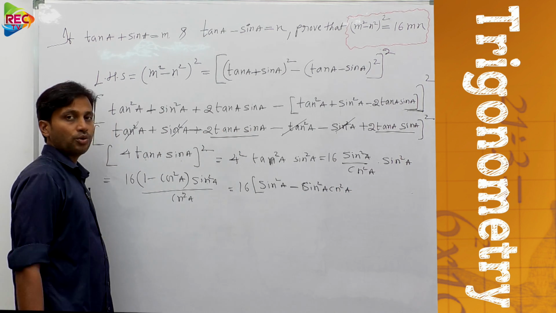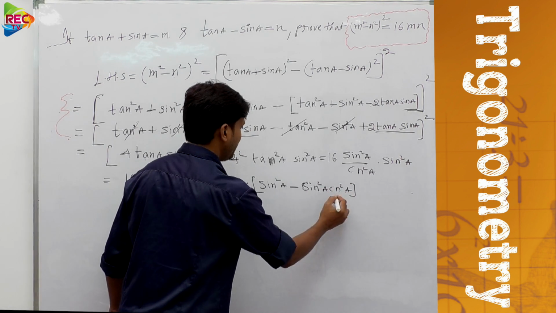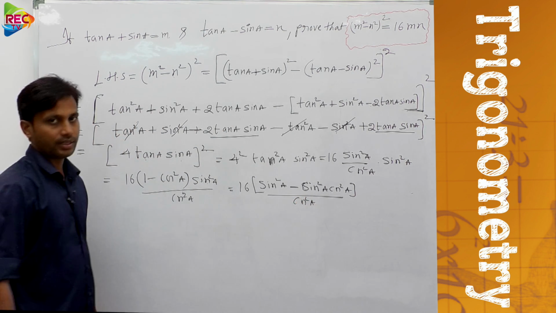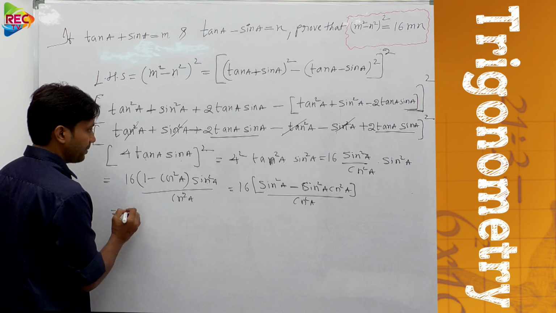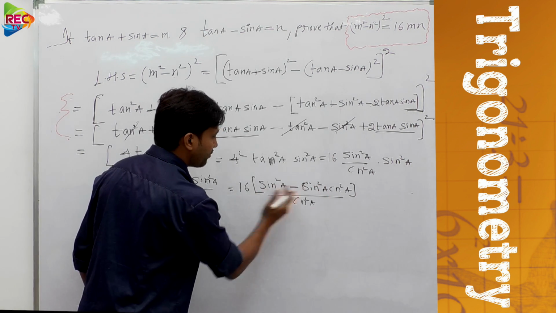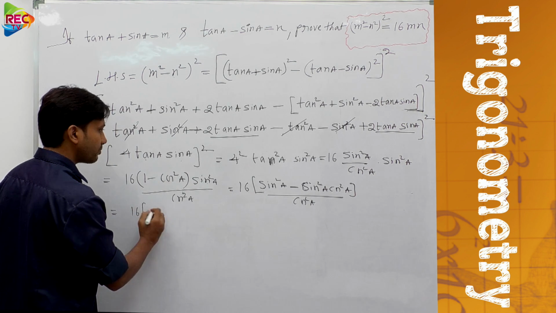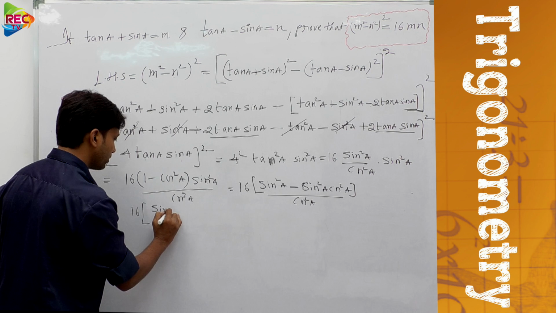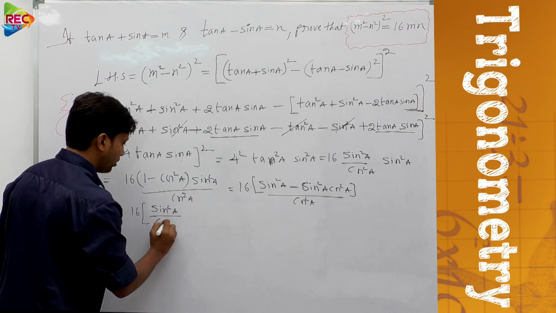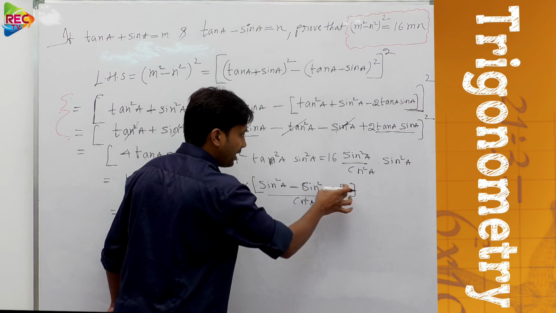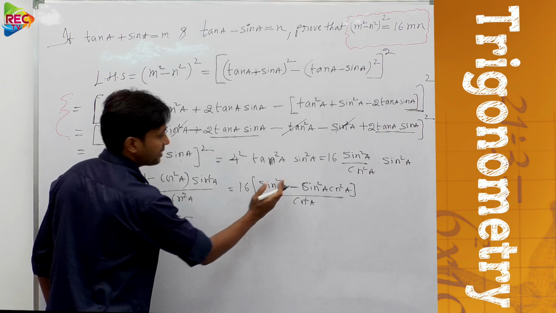Sin square a into cos square a divided by cos square a, which is the denominator over here. Okay, now just tell me, 16 into, now split into fractions, separate the fractions. What happens? This is sin square a by cos square a minus, this is sin square a into cos square a by cos square a, means this by this.